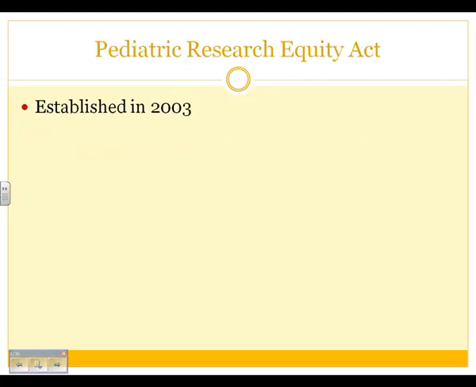Okay. The Pediatric Research Equity Act was established in 2003. What this does is it requires that there's testing done to ensure safety and effectiveness in children for any drug that's being marketed for children. The FDA requires that testing be done in children to ensure safety and effectiveness if that particular drug is being marketed to kids. And that makes sense, right? We want it to be safe.